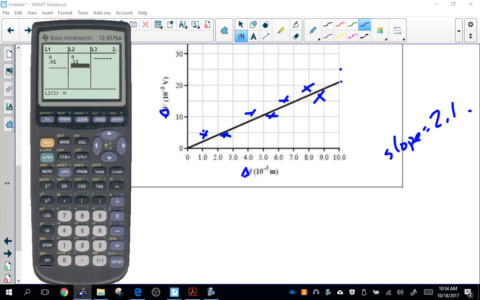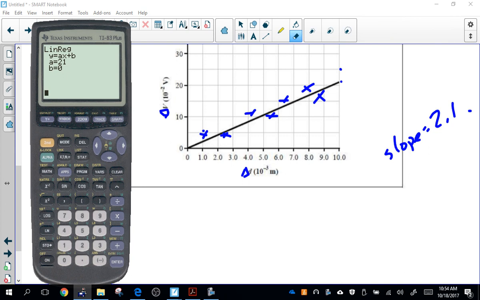Now I go stat, calc, down to option 4, linear regression. Hit it 2 times, 3 times. If you have the TI-84 Plus CE, then I think it's 4 times you have to hit it, but you'll figure that out. Here, what do we end up with? The slope is not 2.1, the slope is 21, right?